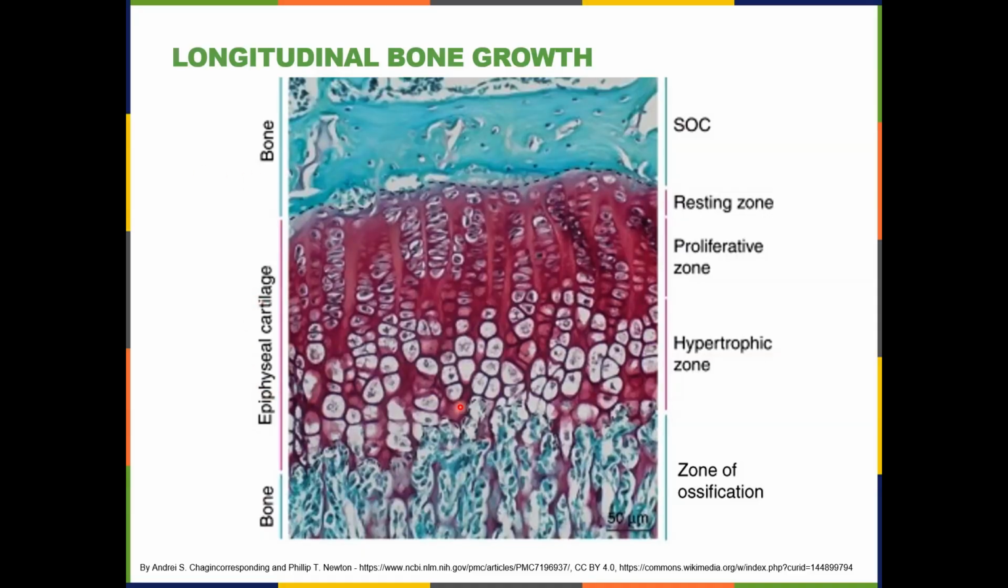Here we see the histology of an epiphyseal growth plate. In the zone of proliferation, the chondroblast cells divide, producing chondrocytes, allowing the cartilage of the epiphyseal growth plate to increase. And down here is the zone of ossification, where osteoblasts are replacing cartilage with osseous tissue.